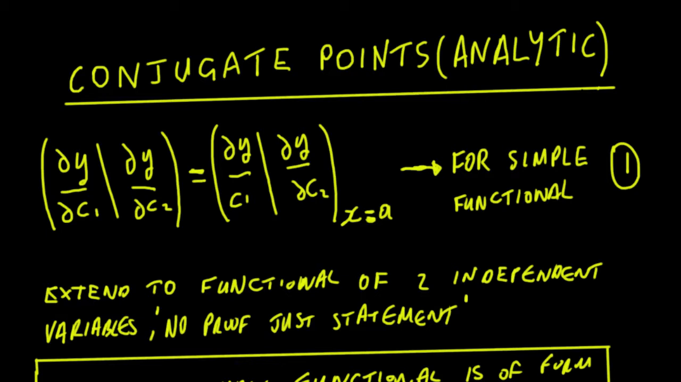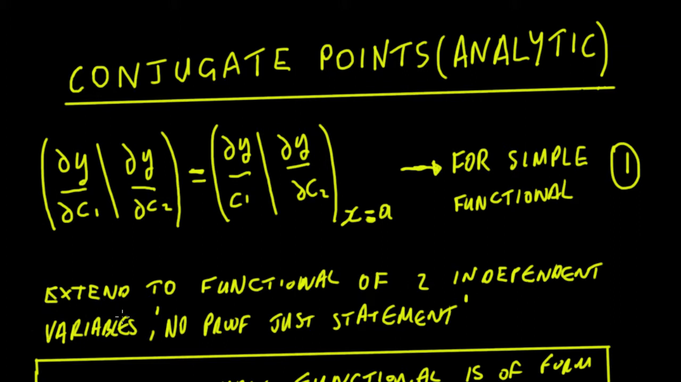In this video we're going to look at an analytic method of finding the conjugate points for a functional with two independent variables. Now we've seen this previously. If you click on a video up here, you'll see this being derived for a simple functional. This is the derivation that was done on that video. So if you're not sure about this, go up and have a little look at it. Now we're going to extend that to a functional with two independent variables.